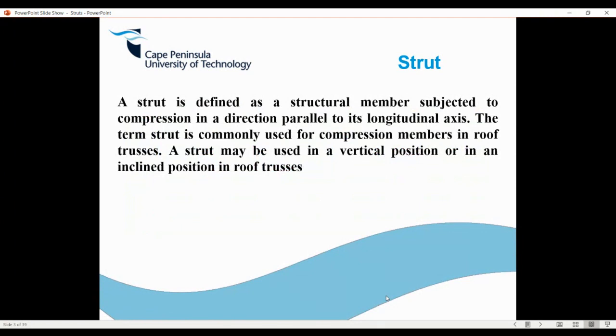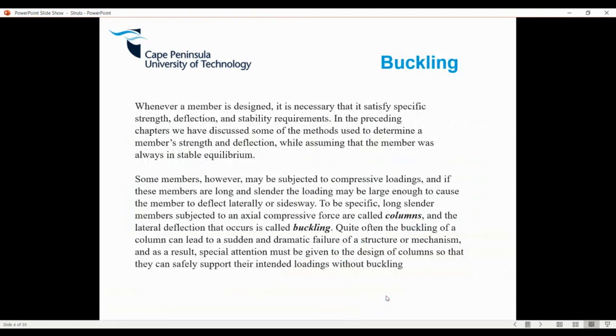The term strut is commonly used for compression members in roof trusses. The strut may be used in a vertical position or in an inclined position in the roof truss. Obviously, we're aware of that. I wanted to throw a picture there, but we can all imagine that already. And obviously, we're aware of columns and things like that.